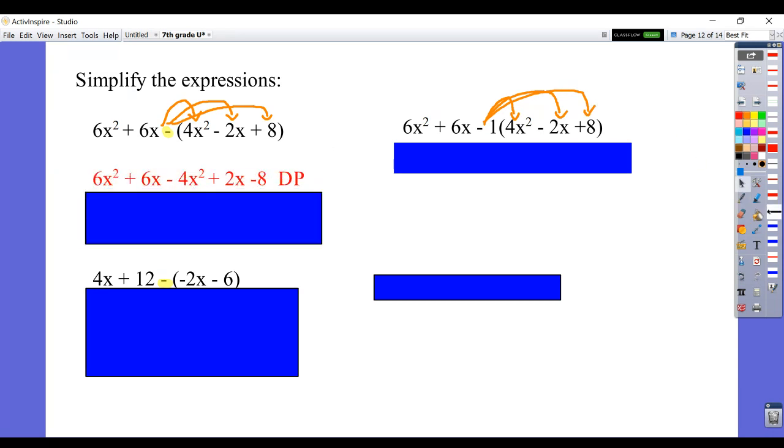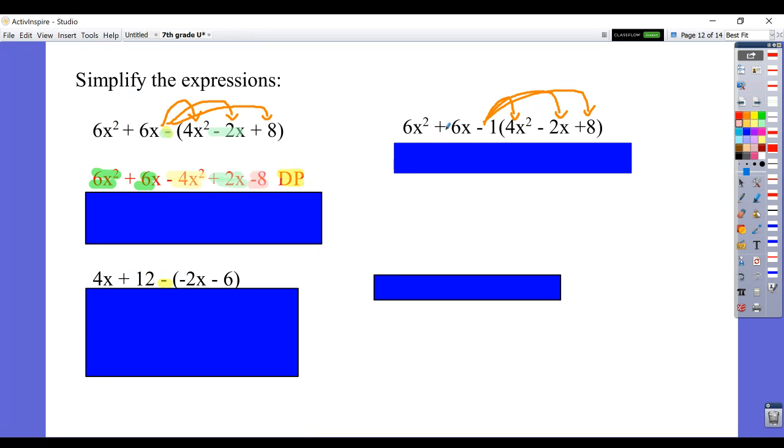So when we do that, that's the distributive property, which is why I put the DP here. The 6x squared just came down. The plus 6x just came down. The minus times 4x squared, or again, if you want to think of it as negative 1 times 4x squared, is going to give you a minus 4x squared. The minus times minus 2x is going to give you a plus 2x. Again, you can think of it as negative 1 times negative 2x. Either way, it's going to give you a plus 2x. And the minus times the plus 8 is going to give you a minus 8.